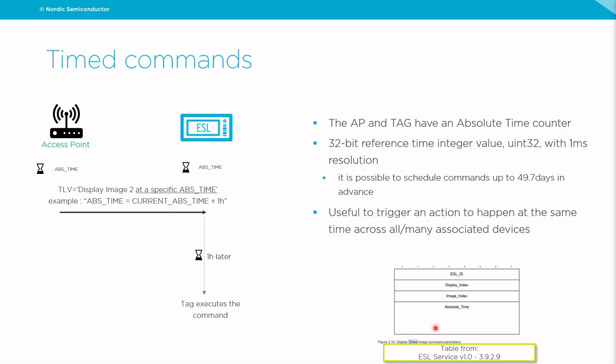When the tag receives this command, it will not execute it, but it will schedule this command to be executed at exactly the absolute time received here. So when the tag reaches this time, it will execute the command independently from the access point. This feature can be quite powerful when you want many tags to do something at the same time, and schedule a command for many tags that needs to happen exactly at the same time. For example, change all the prices at 8 o'clock in the evening or so.